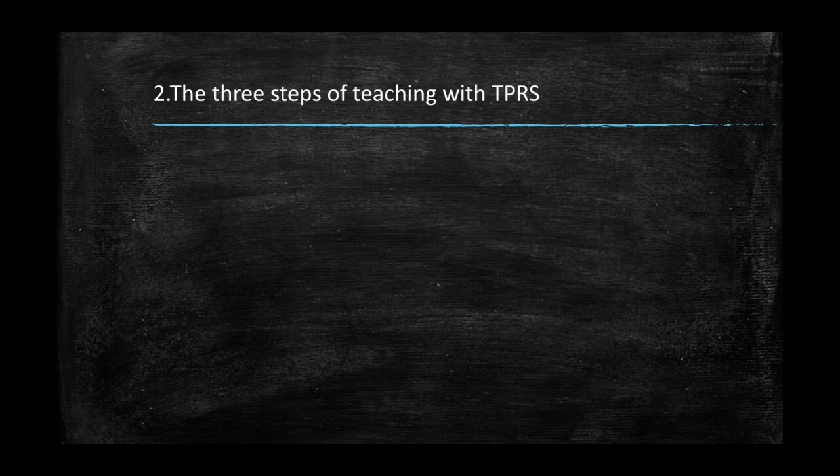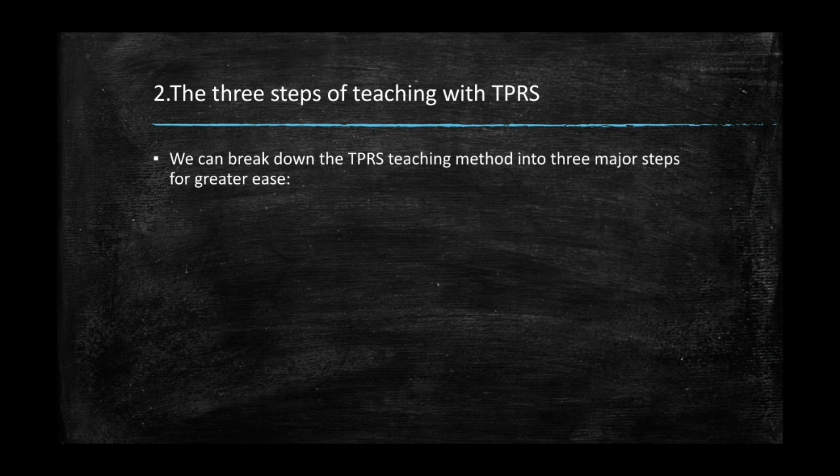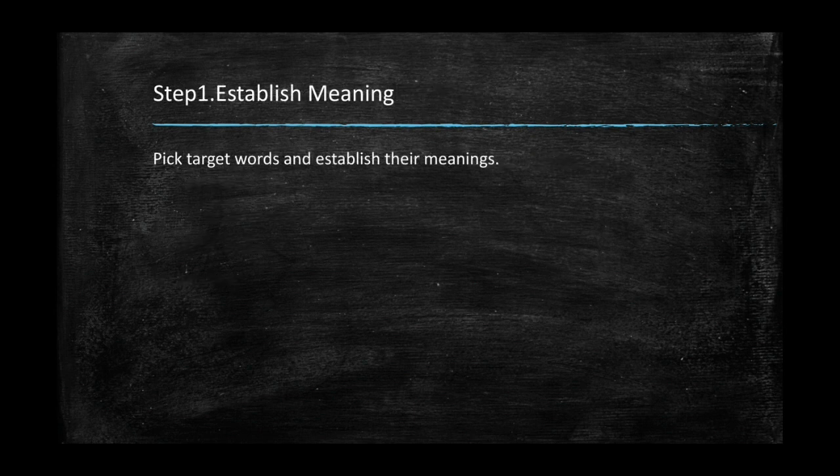Now, our second lesson objective is the three steps of teaching with TPRS. We can break down the TPRS teaching method into three major steps for greater ease. Step 1, establish meaning. Step 2, storytelling. And finally, reading. Now, let's flesh out the details and get into the specific techniques used in each step.